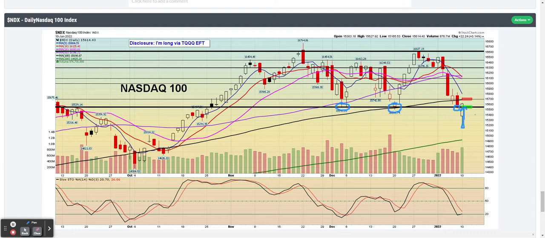15,520. Oh, by the way, I am long the Nasdaq 100 via the TQQQ ETF. I believe this is a short-term bottom, very oversold, and I'm just playing the oversold bounce. Why? I think it's just an oversold bounce. We sold off too much, too fast. And up ahead is going to be lots of overhead resistance, including all these declining moving averages.